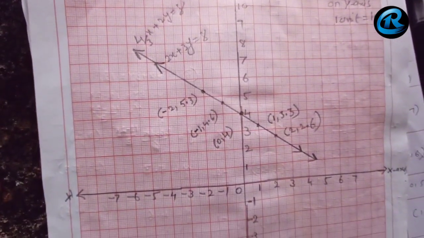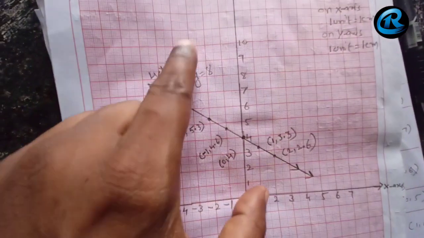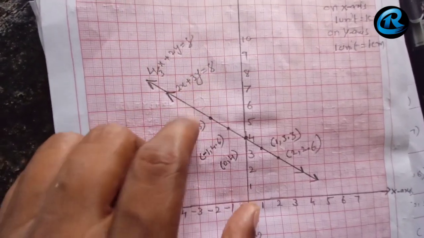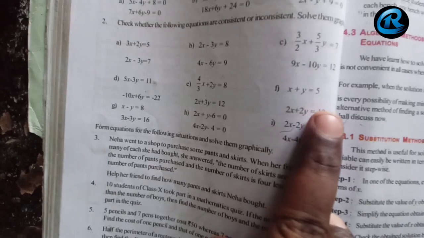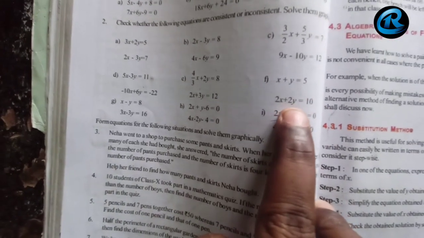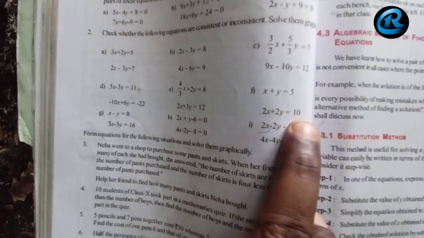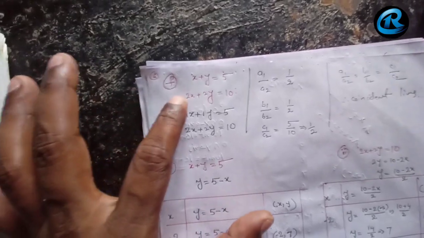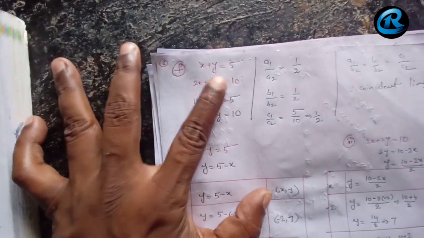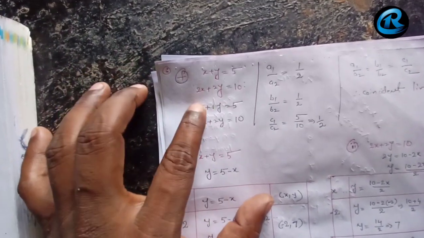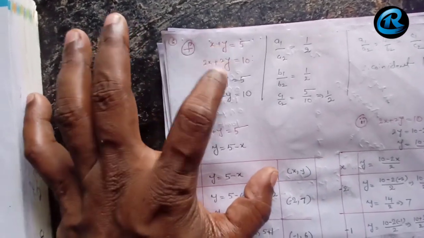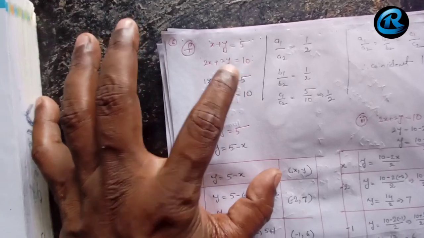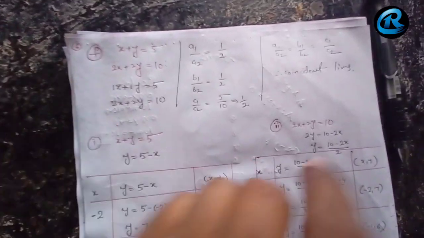So you have to write the equation names very clearly. Sixth one: x plus y equal to 5, 2x plus 2y equal to 10. Here we have 1x plus 1y equal to 5, that is x plus y equal to 5, and 2x plus 2y equal to 10. See, this 1x becomes 2x, 1y becomes 2y, 5 becomes 10. That means again we will get coincident lines.